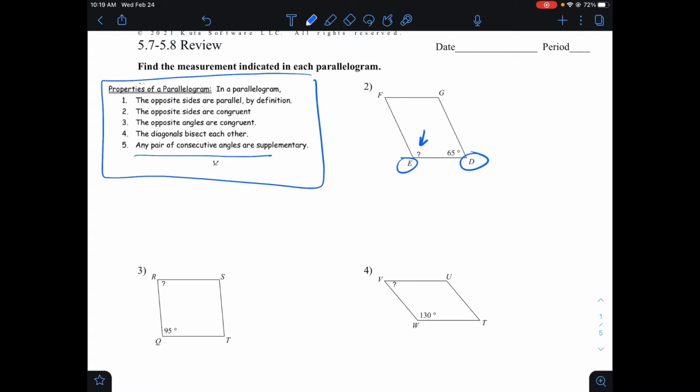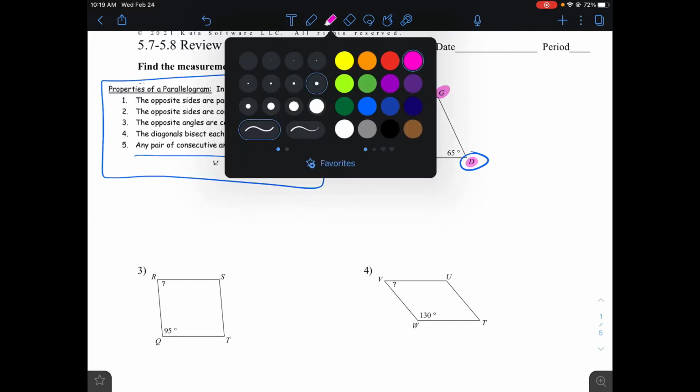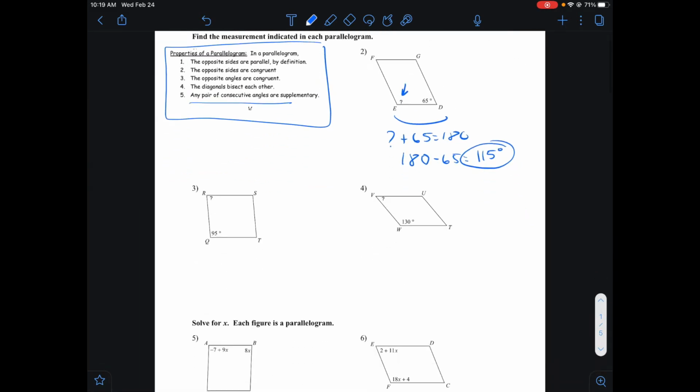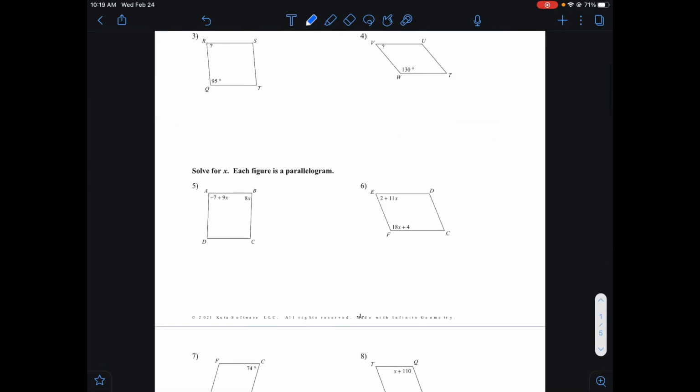Those are consecutive angles. Another example would be G and D are consecutive angles. F and G are consecutive angles. It's the ones that are right next to each other. So these guys here are right next to each other, so we know that they have to be supplementary. So it would be question mark plus 65 equals 180. 180 minus 65 is 115. So you should get 115 degrees for that. So you're going to use this method to solve for these guys.